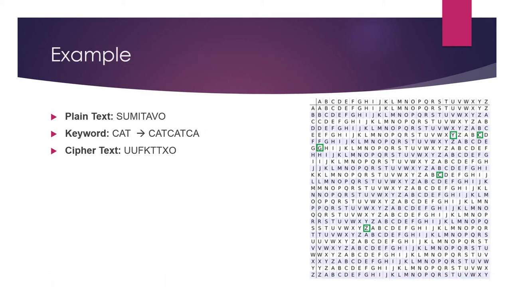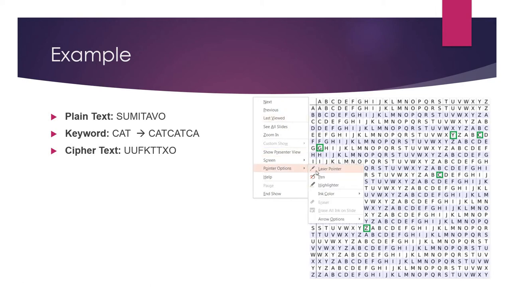In this example, guys, I have a plain text, which is Sumitavo, which is my name, and as I told you in the last slide, Vigenere coding involves the usage of a keyword. The keyword is nothing but a random word that is used for this purpose, and it would be pre-decided between the sender of the message and the recipient of the message. How we derive the ciphertext, let's look into this example. For this I would like to bring out the laser pointer at this point of time.